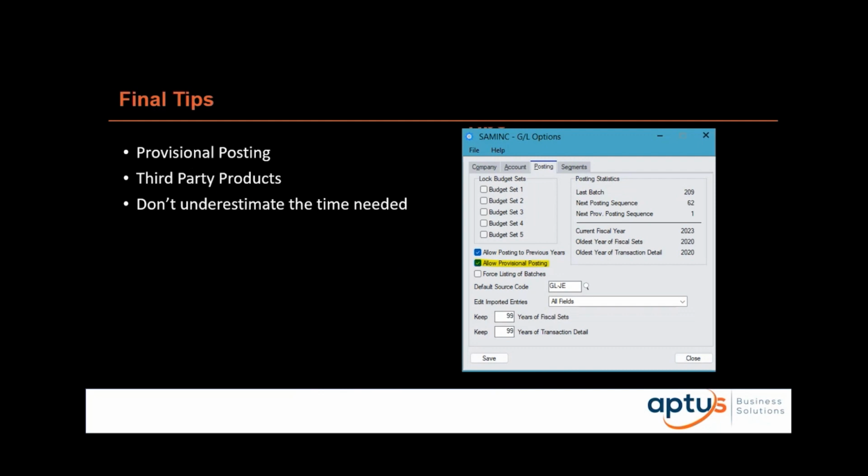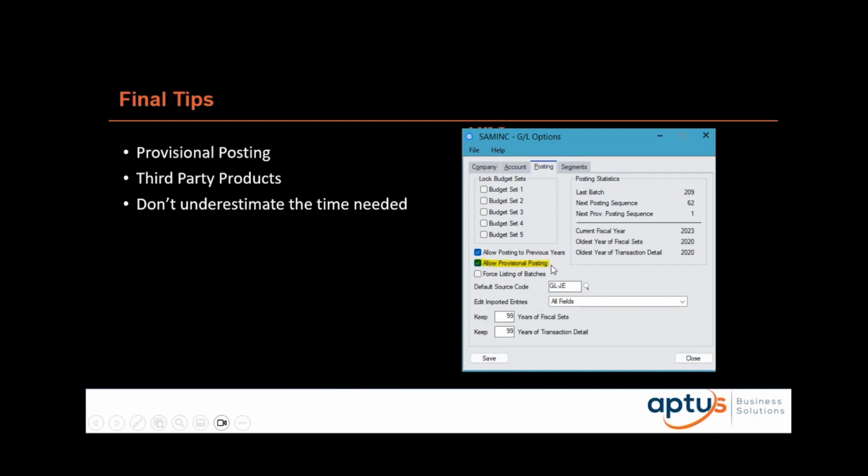Okay, just a couple final tips. There's provisional posting inside of Sage 300. This always comes up around year end if you're not quite ready to finalize some of your year end journals. If you don't know about the provisional posting button, it means you haven't seen it on your GL batch list. It may be that this flag's not turned on, and that is in GL setup options.